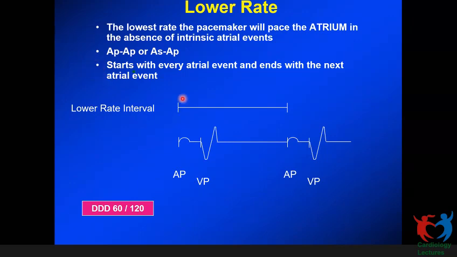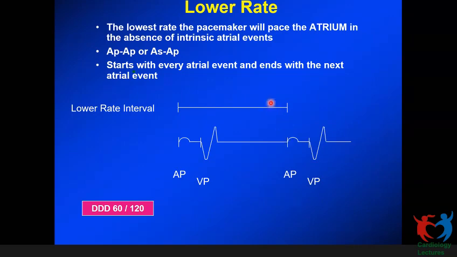So it's A pace to A pace when it comes to the lower rate interval in a dual chamber pacemaker. So on delivering an A pace, it will start the lower rate timer in the atrial channel, and at the end of the interval, it will deliver an A pace again.